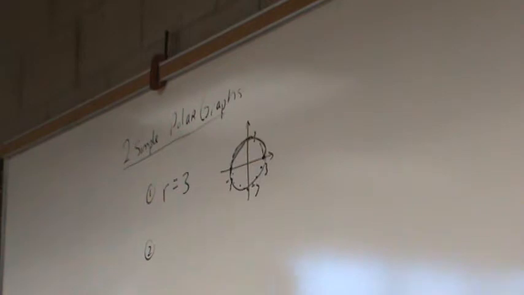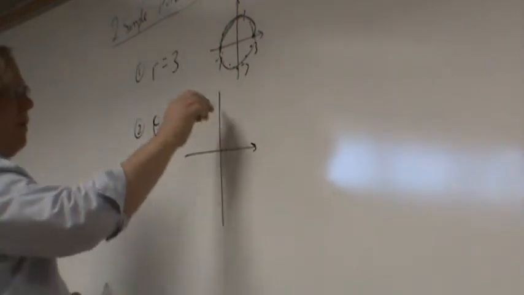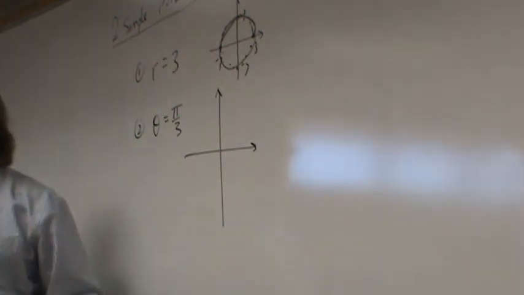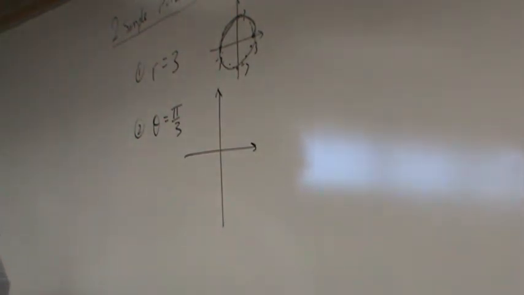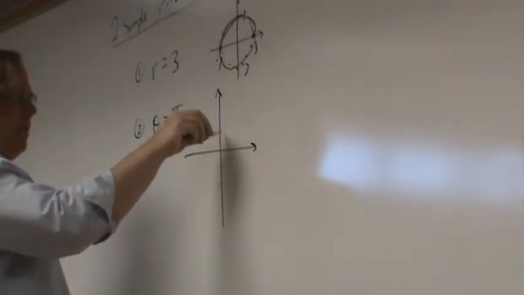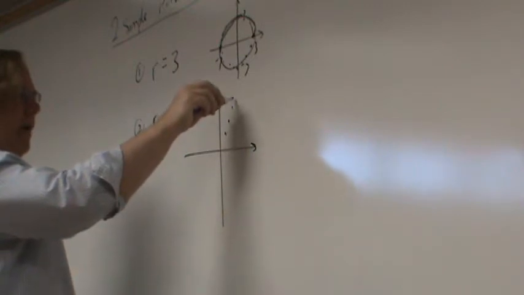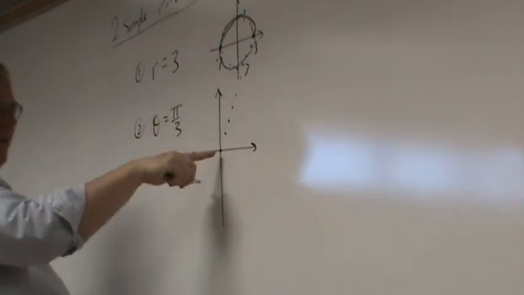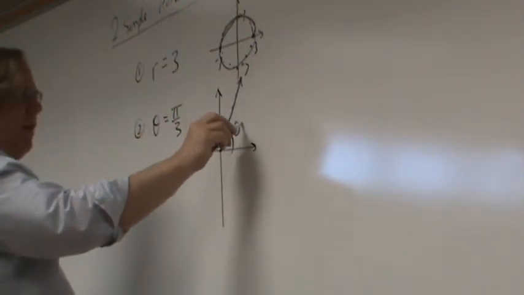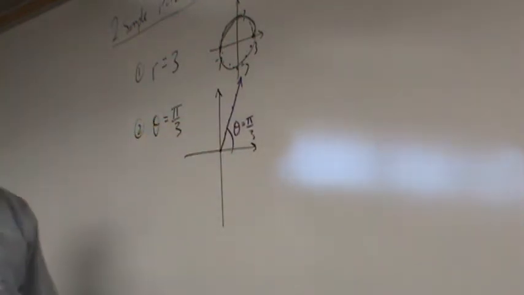The second common graph is theta equals pi over 3. I don't care what the r is, as long as the angle is pi over 3. Well, you tell me. What's that graph going to look like? You guys okay that it's a ray? Pi over 3, where's pi over 3? Like 60 degrees? So I could be there, or there, or there, or there, or there, or have a radius of 0. So is everybody okay that this is the graph of pi over 3?